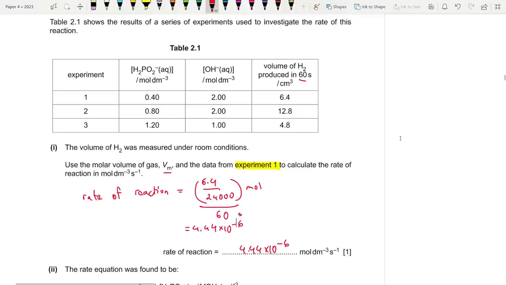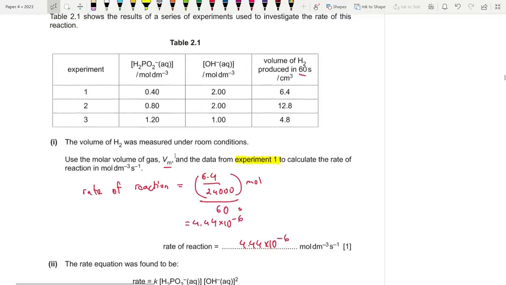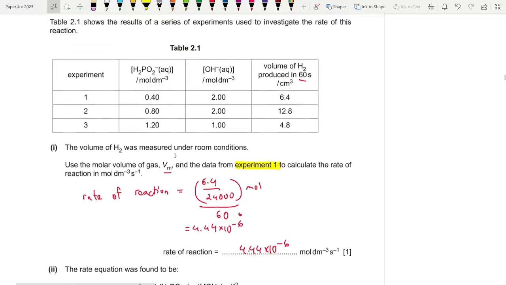The rate equation was found to be rate equals k [H2PO2-]^1 [OH-]^2. Show that the data in table 2.1 is consistent with the rate equation. Fine. So as you can see, when we doubled this, the rate also doubled over here, right? So clearly it's first order.